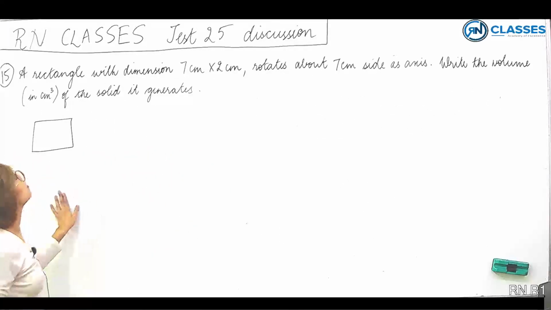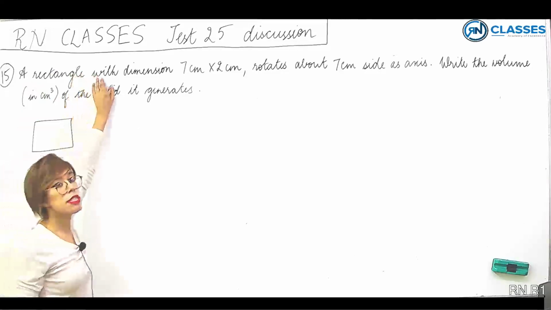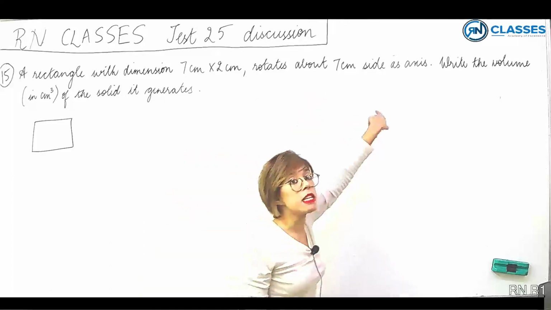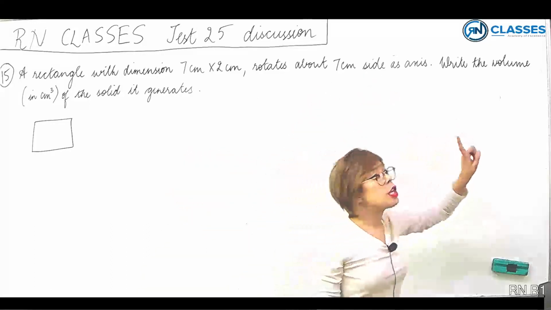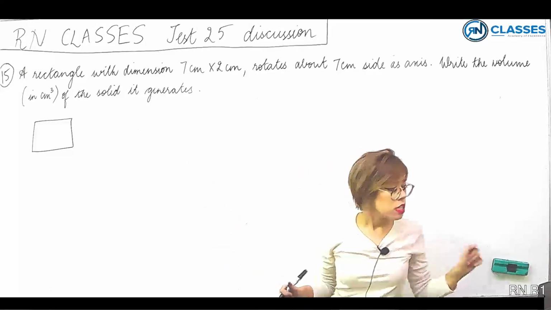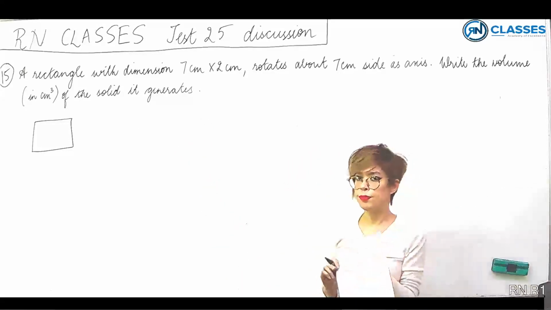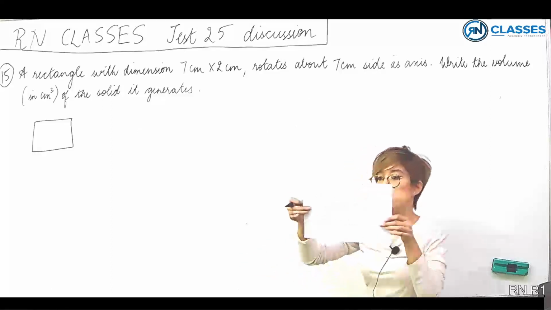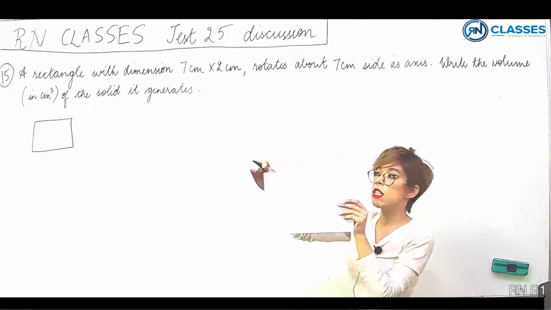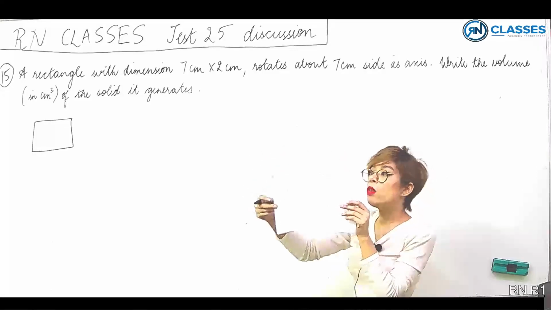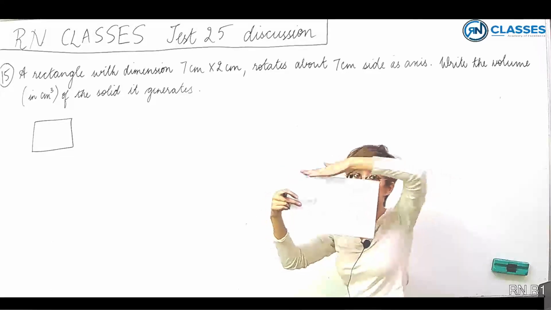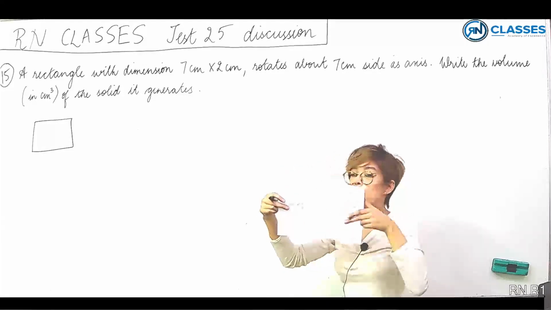The next question is a rectangle with dimension 7 cm into 2 cm rotates about the 7 cm side as axis. You need to find the volume of the solid it generates. You should have a paper with you. So this is my rectangle. Obviously this is the longer one and this is the shorter one. So this is 7 cm. Now I need to rotate this rectangle about this one. This is my axis. So about this I'll try to rotate.